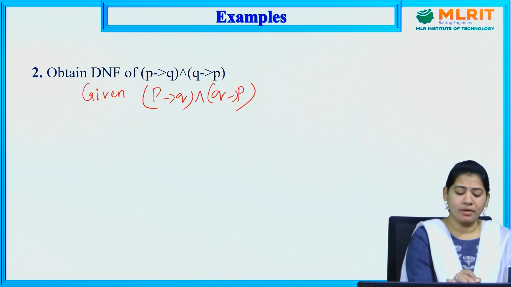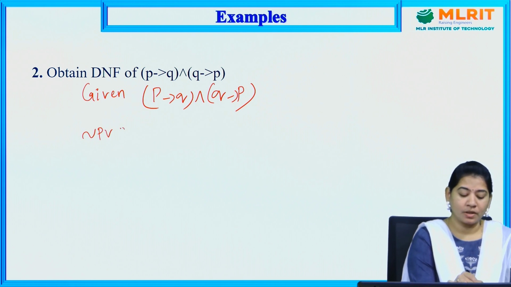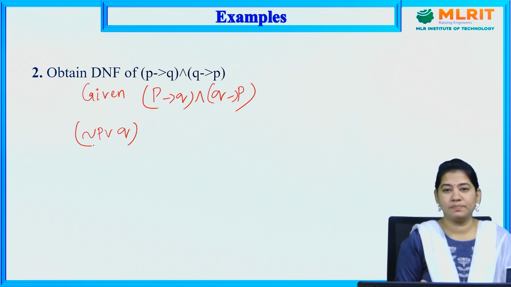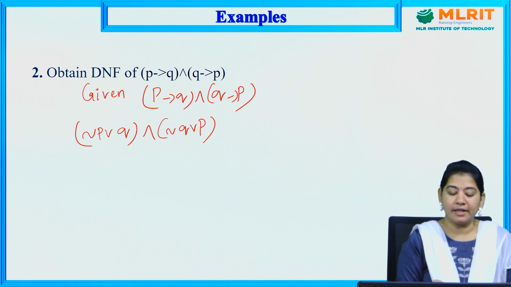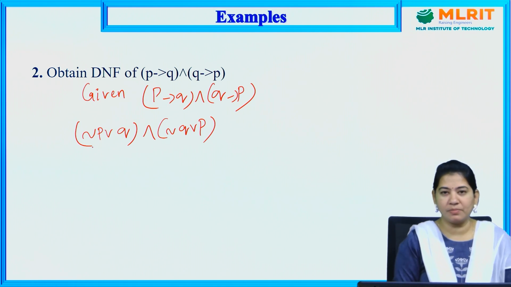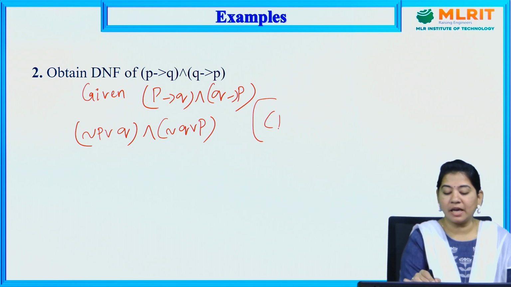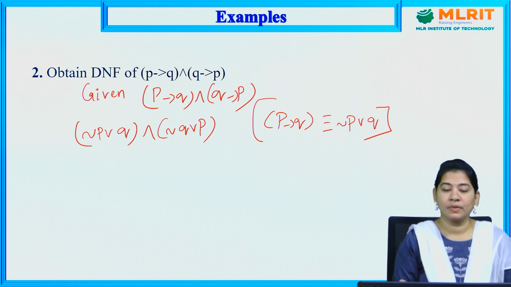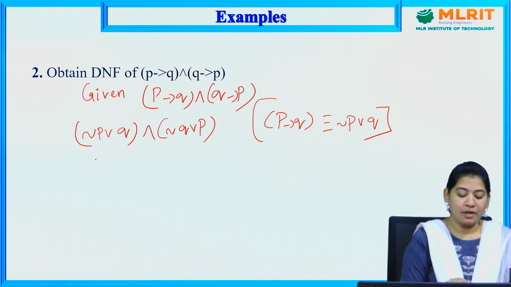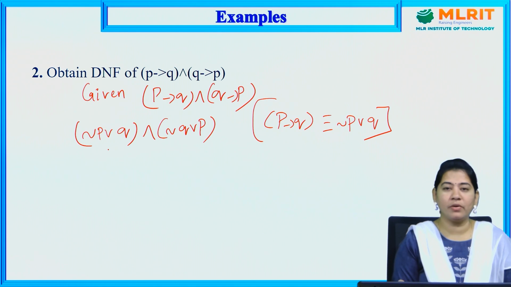Here, by applying the standard formula, you can write negation P or Q, and negation Q or P. I am just writing in place of P implies Q as negation P or Q, and Q implies P as negation Q or P. Why? Because we have the standard formula: P implies Q is equivalent to negation P or Q.